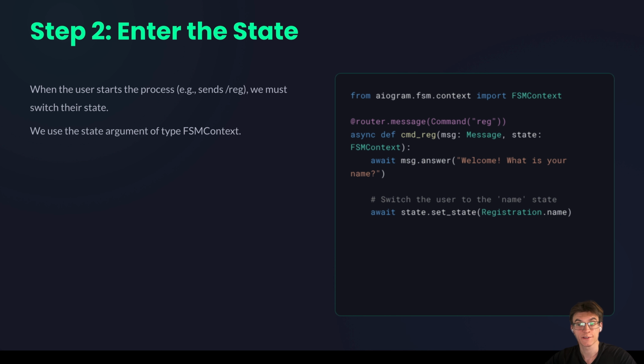When the user starts the process, for example, sends a registration or any other command, we must switch their state. And for this purpose, we use a state argument of type FSMContext. So what is FSMContext? This is the finite state machine context. It holds all the information related to the specific workflow of your finite state. In this case, it refers to the data which you collect from the user. For example, when the user sends the registration command, we reply, welcome, what is your name? And we essentially set the state Registration.name. So we are collecting the user's name and setting it in memory.